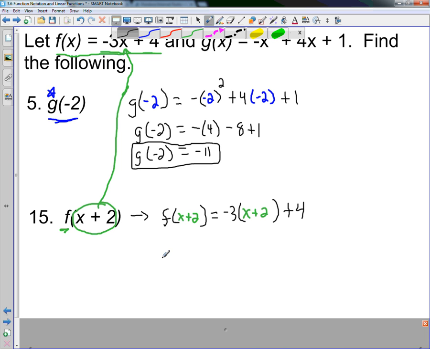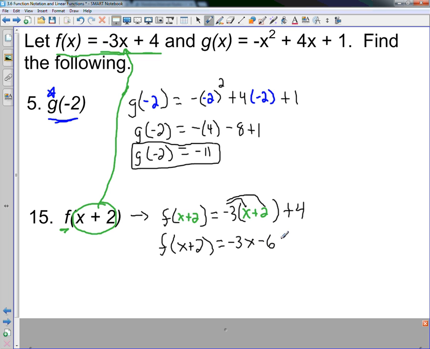And we keep simplifying. So f of x plus 2 stays the same. Distribute the negative 3 in. That gives me negative 3x minus 6. And then we still have the plus 4. Combine like terms, and we have our answer. So f of x plus 2 equals the negative 3x stays, and then negative 6 plus 4 is negative 2.